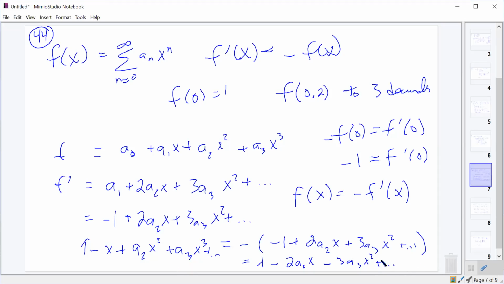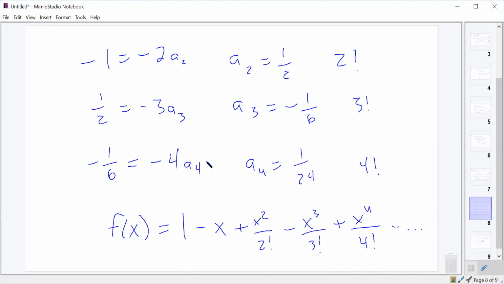And the next term here would be a negative 4 when I distribute the negative. So I'd have negative 4 a sub 4 x to the third, and that was the negative 1/6. So I set those equal to each other to find a sub 4, and then we notice the pattern.